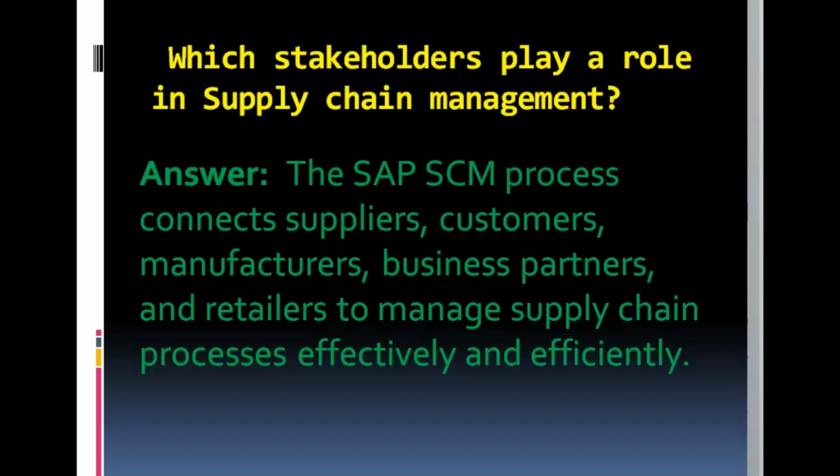Which stakeholders play a role in supply chain management? Answer: The SAP SCM process connects suppliers, customers, manufacturers, business partners, and retailers to manage the supply chain process effectively and efficiently.